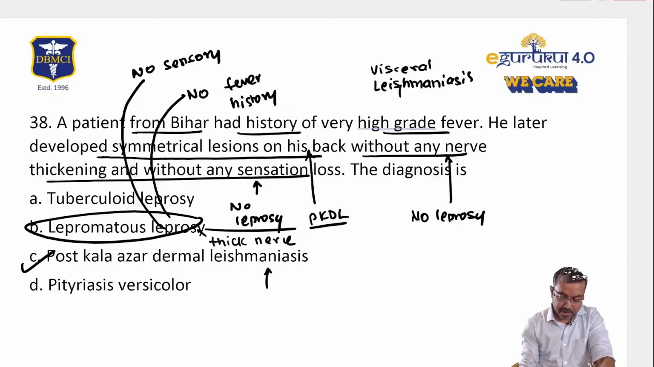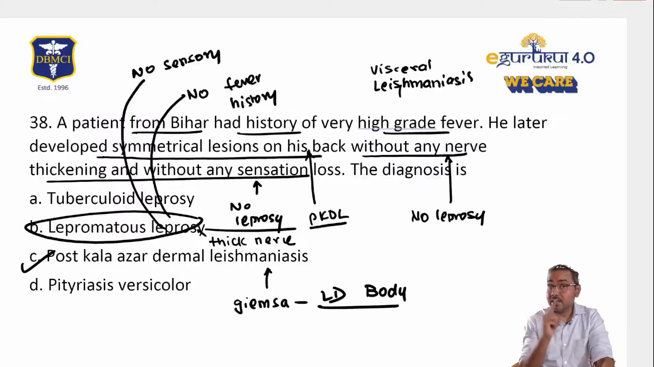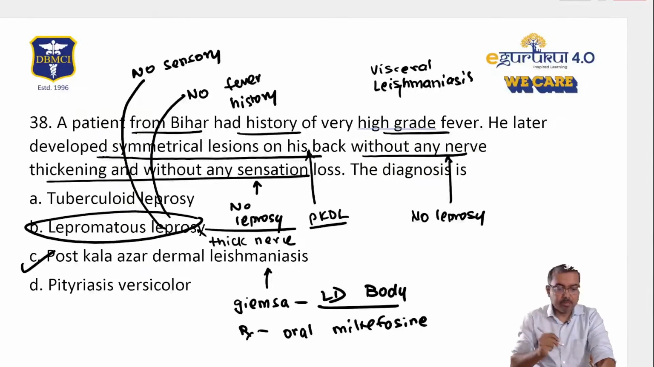So PKDL diagnosis comes from Giemsa stain to look for LD. Don't confuse this with Donovan body. This is not Donovan. It's Leishman-Donovan, right? And treatment is usually oral miltefosine. Oral miltefosine. Everybody cool? समझा? समझ गए हो?